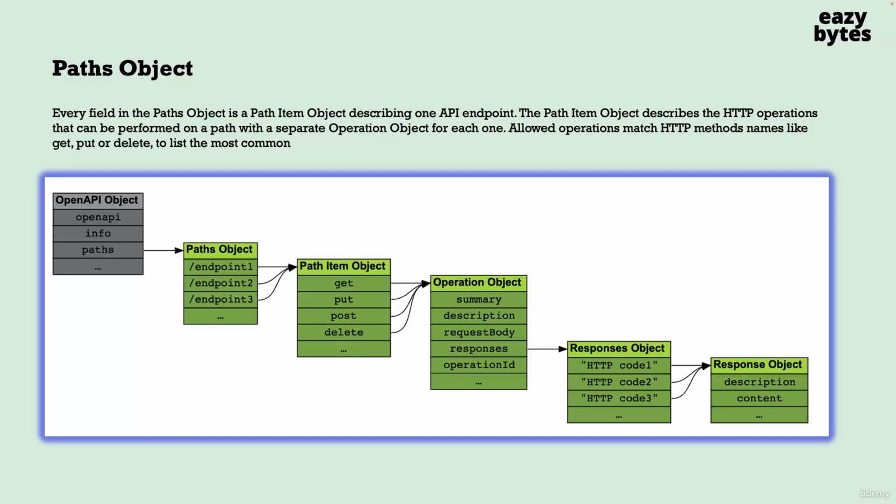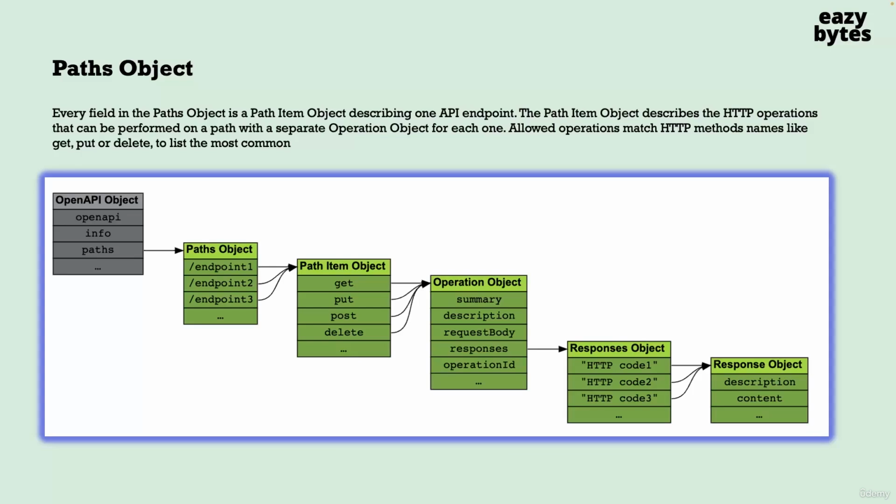Like for the 200 response code, this is how my response is going to look. For 401, this is how it is going to look. For 500, this is how it is going to look. So you can see under responses, you can define multiple response objects. And what exactly can we define inside our response object? Definitely there will be a description field, and after that you will have a content field. Under the content field, you have to give the schema structure of your response, how your response is going to look. So this is the whole hierarchy of our paths object inside the OpenAPI specification.